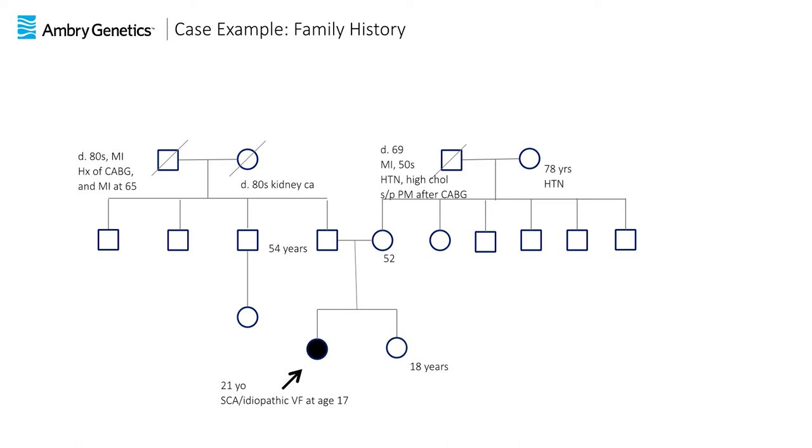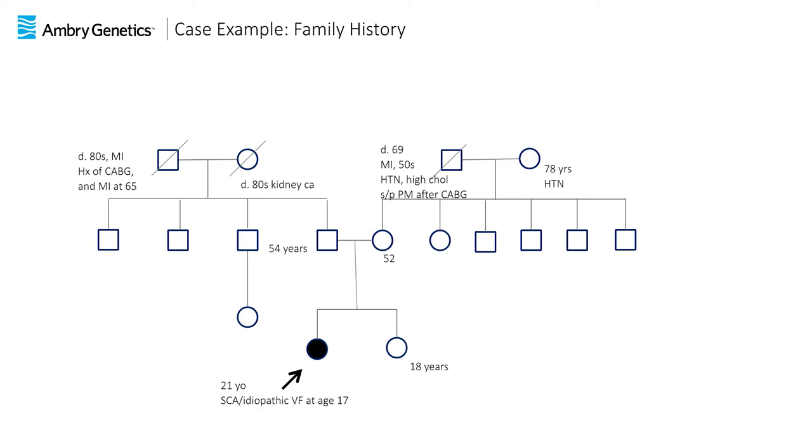She's now 21 years of age, with a history of sudden cardiac arrest and idiopathic VFib at age 17 with multiple device therapies now. When she first presented 4 years ago, cardiac screening had been initiated in her first degree family members. Her parents, who were in their 50s, both had normal echocardiograms and a normal Holter. Her brother also had normal imaging and a normal Holter. Really no other family history of cardiomyopathy, arrhythmia, or sudden unexplained death, nothing else in the family to really guide us.